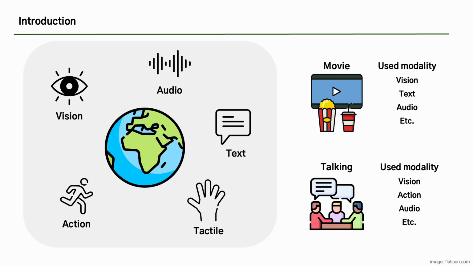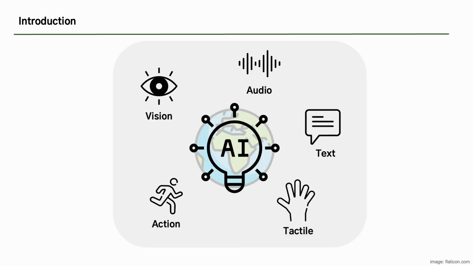The world we experience is inherently multimodal. When we watch a movie, we simultaneously process vision, audio, and text. Even in a simple conversation, we are engaging multiple modalities such as facial expressions, body language, tone, and speech. This natural human ability to integrate multiple modalities is what people aim to achieve in deep learning systems.